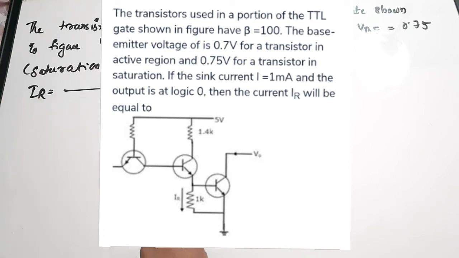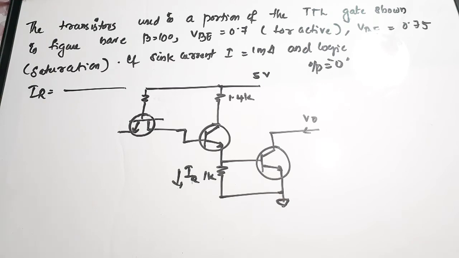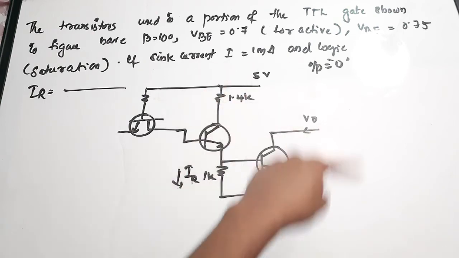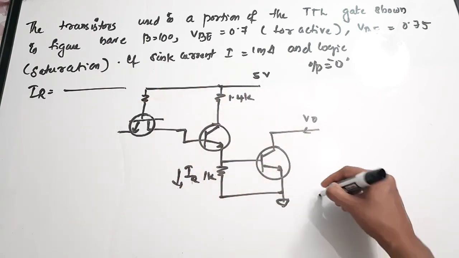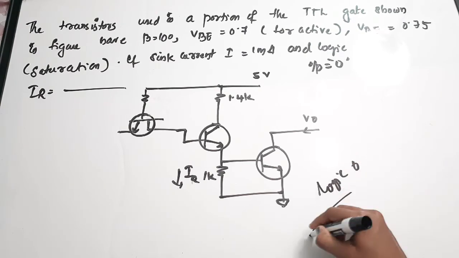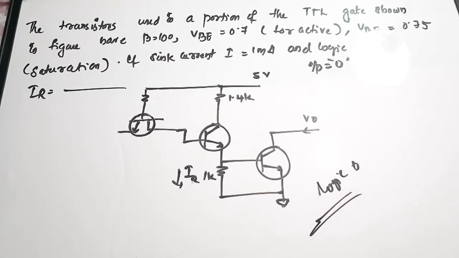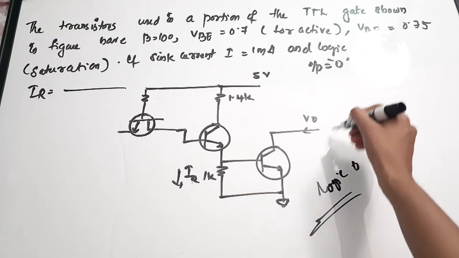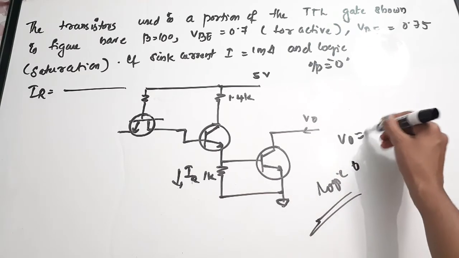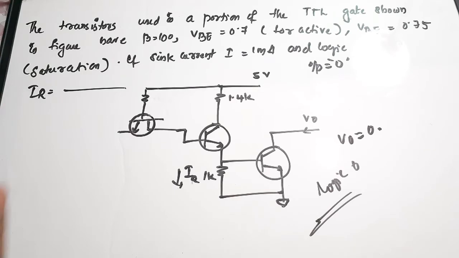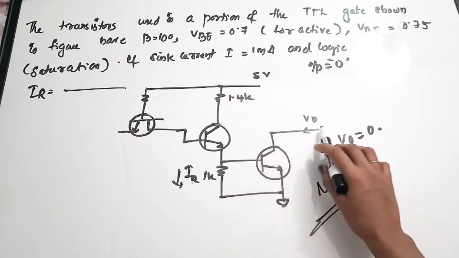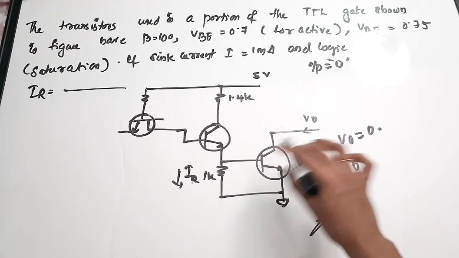This is the current IR which is passing through this 1K resistor. You need to find the value of that current. This is a very simple question, a little bit twisted, but if you understand the logic, it is very easy to solve. It is given that the circuit is producing a logic 0. So if the TTL output is producing a logic 0, it means your Vout is equal to 0, right? So Vout is equal to 0 means the output from the collector of this transistor it is taking, right?